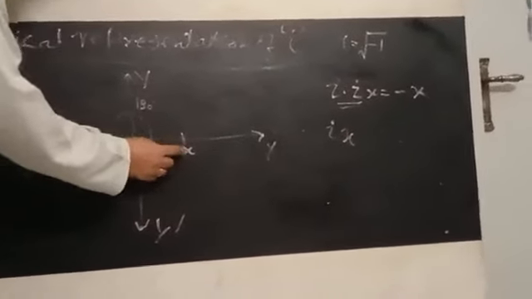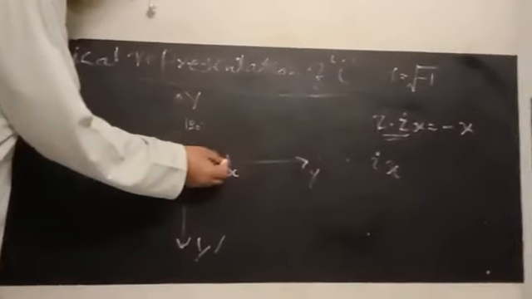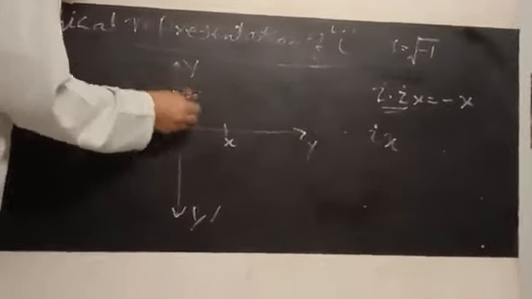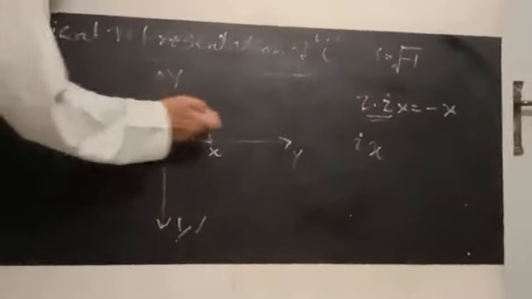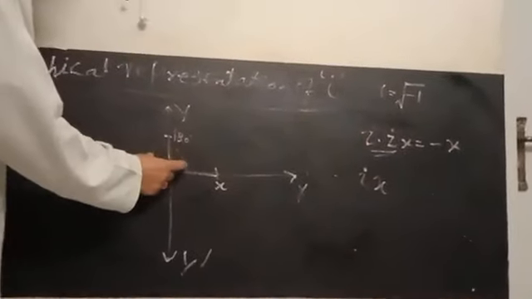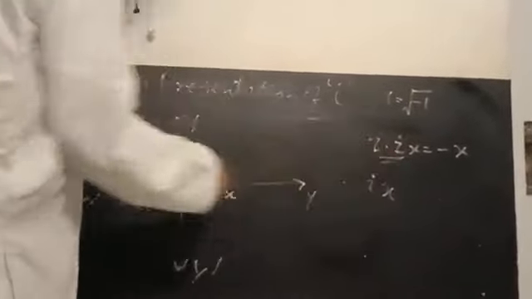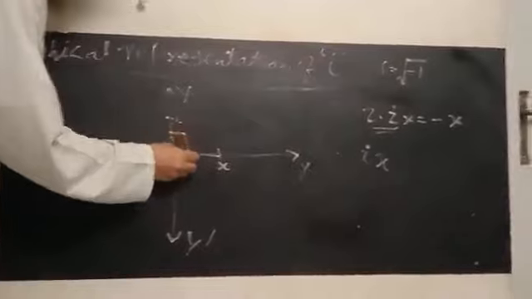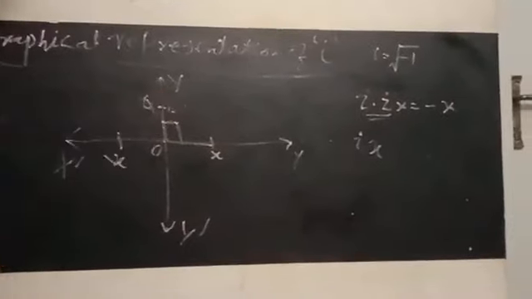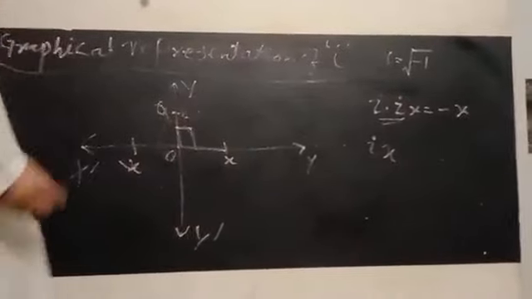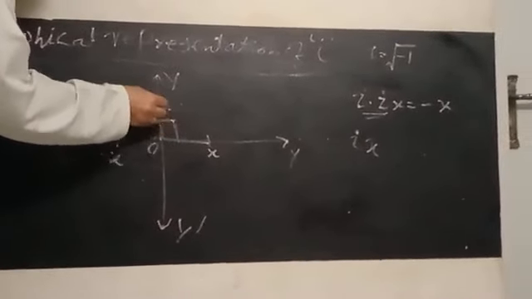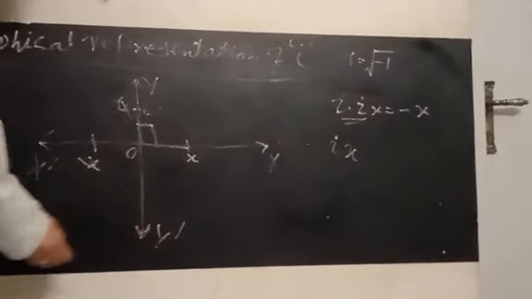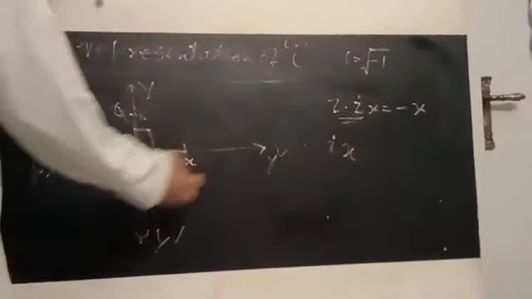If we multiply x with iota once, then it will be iota x. 2 times we multiply it, we get 180 degree rotation. If we multiply once with iota, we will get rotation of 90 degree. So we will get iota x here. So any number iota x can be represented on this y-axis. That's why this y-axis is called imaginary axis and the x-axis is called real axis.